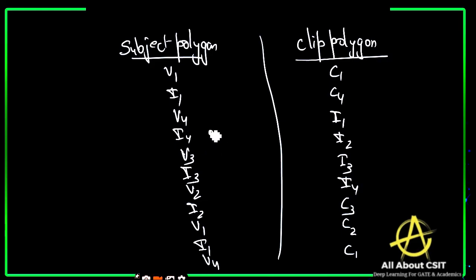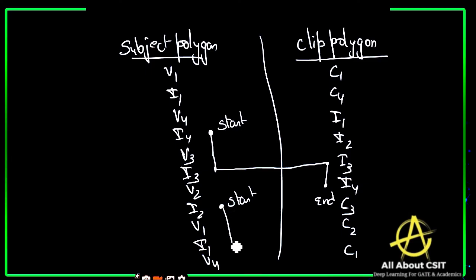Start with the intersection point I4. It goes to V3 and I3. Again it has to go along the clip window from I3 to I4. That's the end. This is one polygon. Another starts with I2, goes to vertex V1 and I1, then wherever I1 is in the clip window, I1 to I2. This is the end.